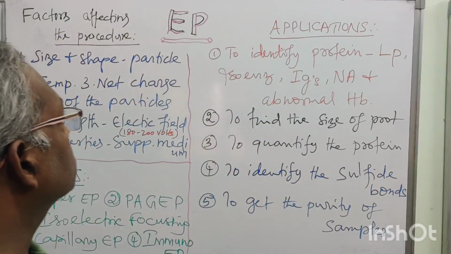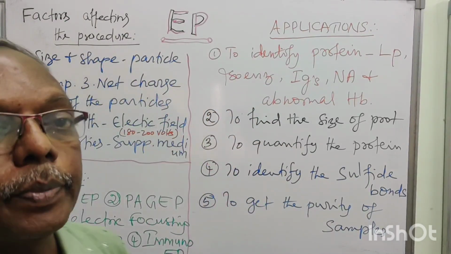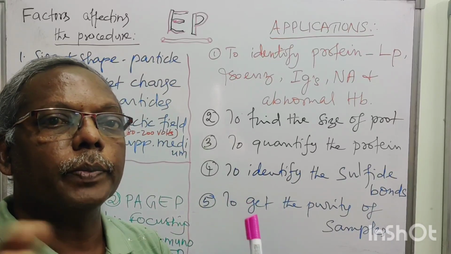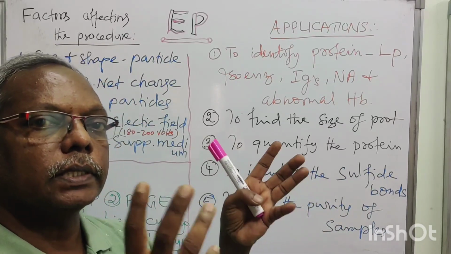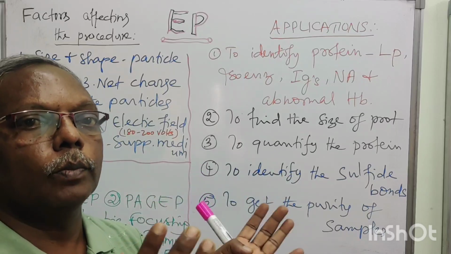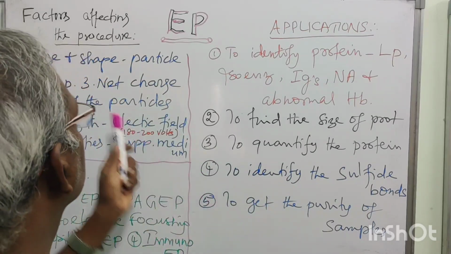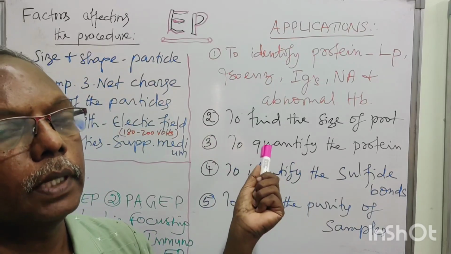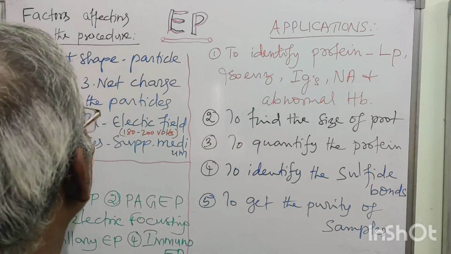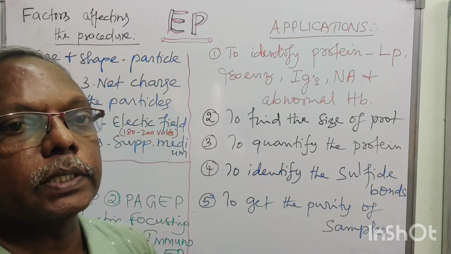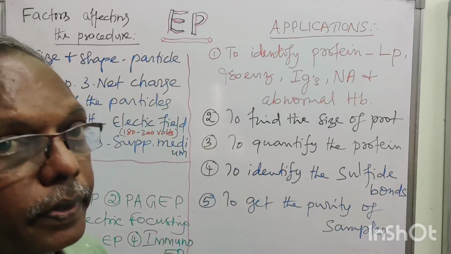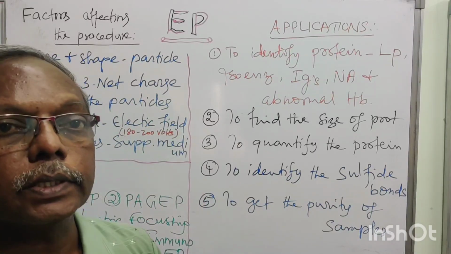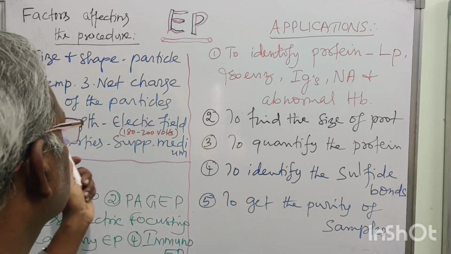The first one is size and shape of the particle. If the particle size is small, the movement will be rapid, whereas if the size of the particle is huge, the movement will be low. Second one is temperature. Temperature is very, very important. It will also affect the movement of the particle. Third is net charge of the particles. It will also affect the electrophoretic procedure.